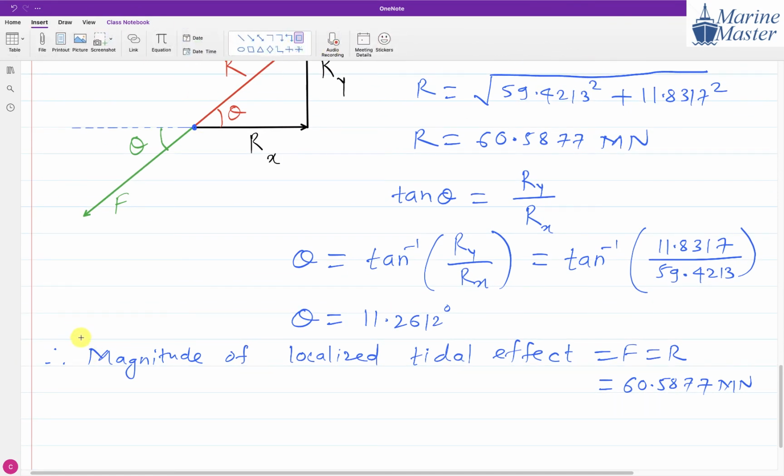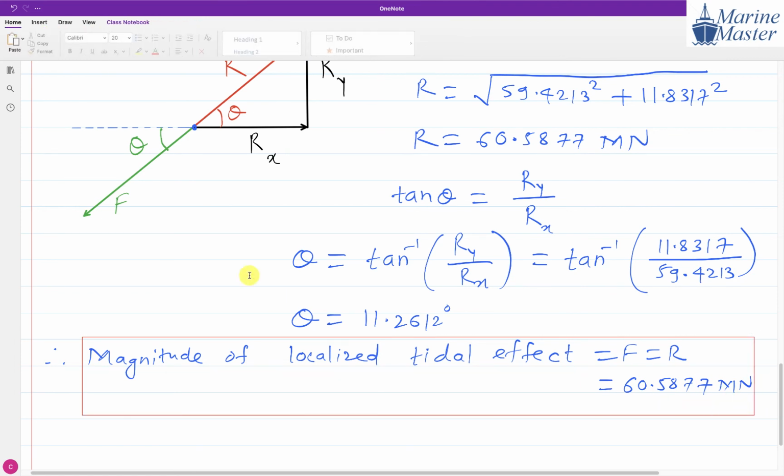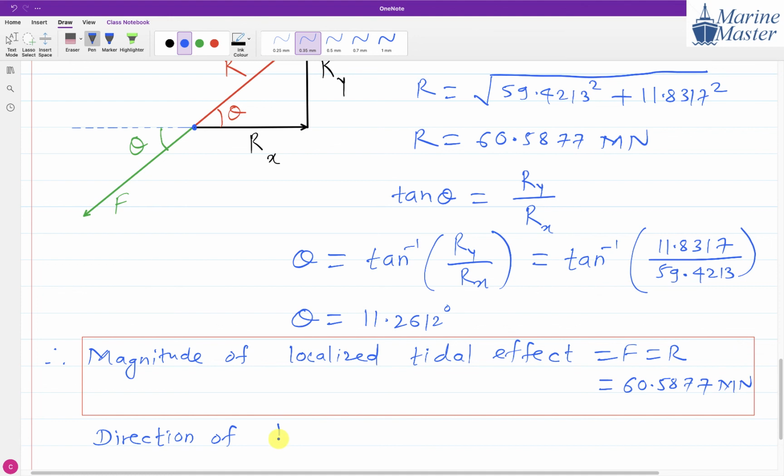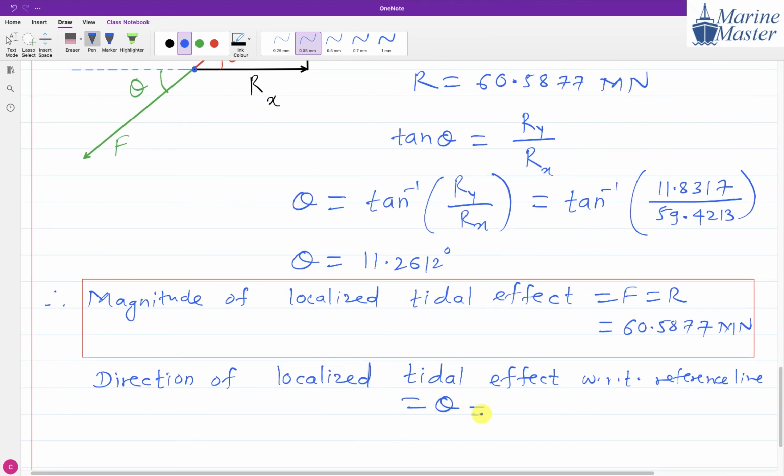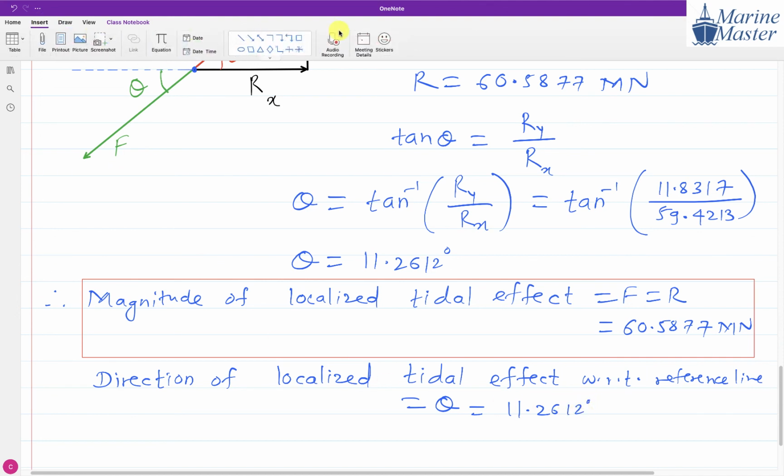And the direction of the localized tidal effect is theta. What will be the direction of the localized tidal effect? With respect to the reference line. They have shown us a reference line, no? So that will be theta, and the value of theta is 11.2612 degrees. Any doubt in this discussion?